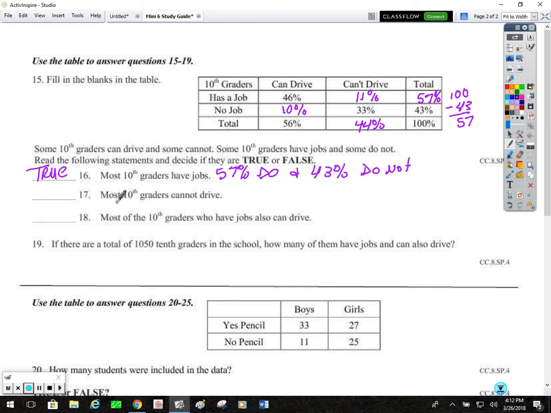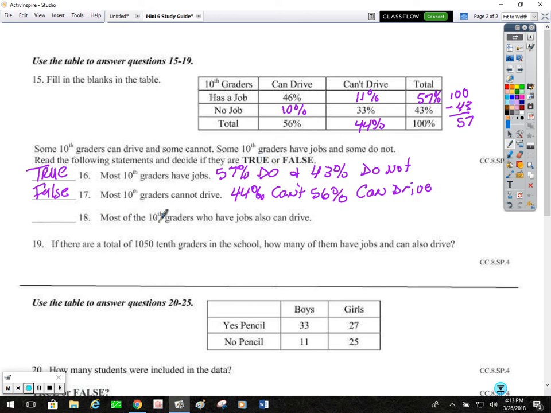All right. What about 10th graders that can drive? Now, notice it doesn't say anything about having a job. All it wants to know is how many can drive. Well, if I look right here, how many 10th graders total can drive? That box is right here. That's 56. And then the total for that can't drive is 44. So according to my statement, most 10th graders cannot drive. That is a false statement. It is false because only 44% cannot drive, while 56% can drive. So you see, all you're doing is making that comparison. What is it asking you?